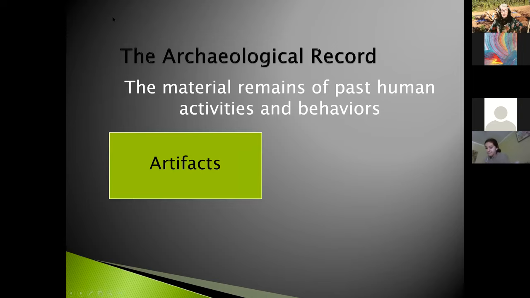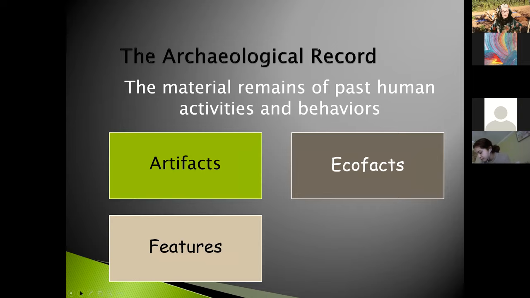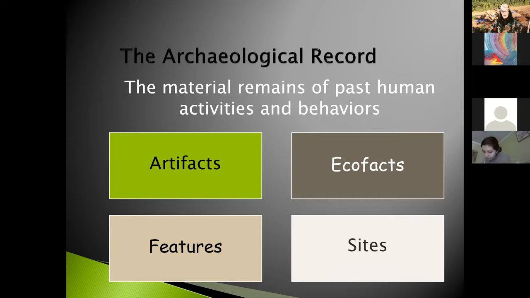Typically, we can put what is preserved or what remains in four big categories. They can overlap a little bit, but we're not going to overlap them in an intro course. So artifacts. Next one, ecofacts. Features. And sites.